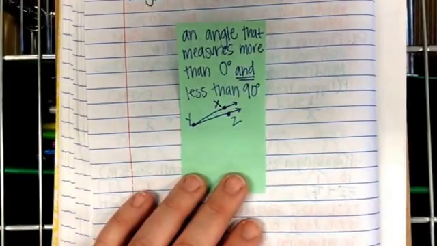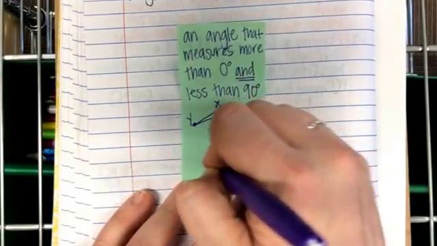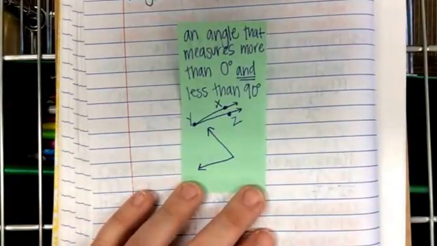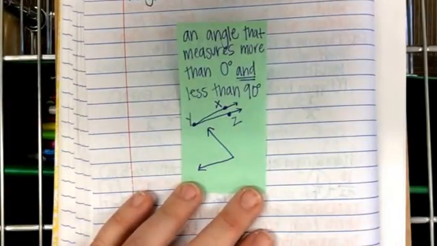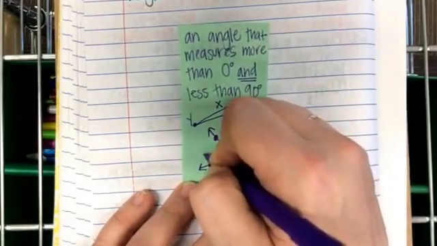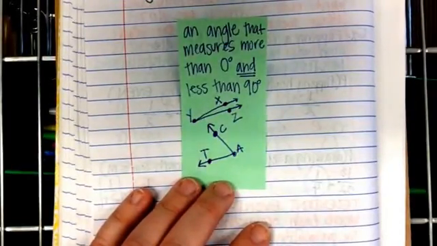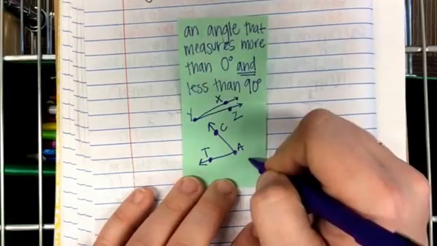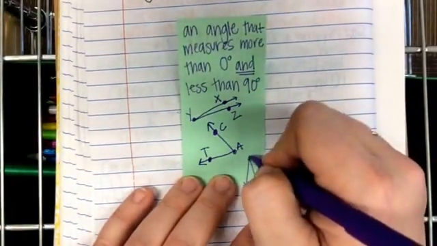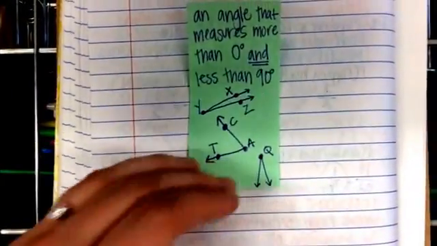Do angles always have to open to the right? No, they could be like that, right? Is that an acute angle? Yeah. C, A, T. Or they could go like this, right? And this is angle Q. Those are all acute angles.